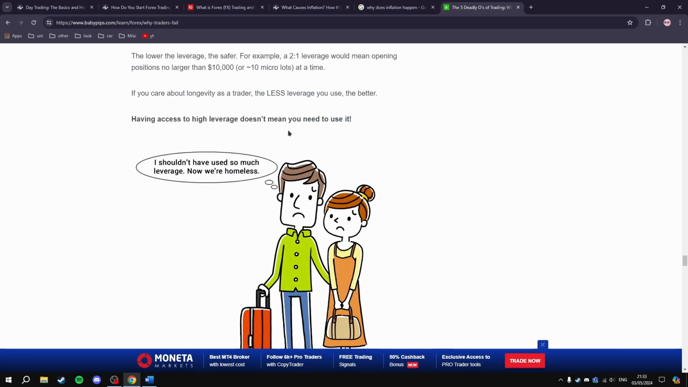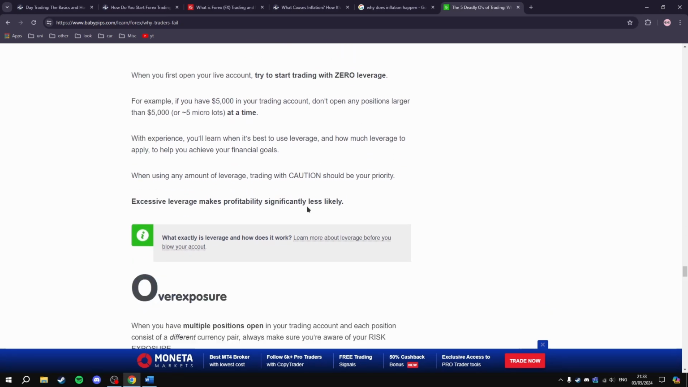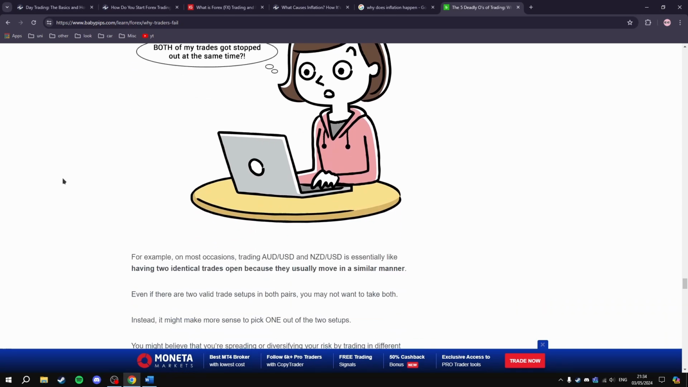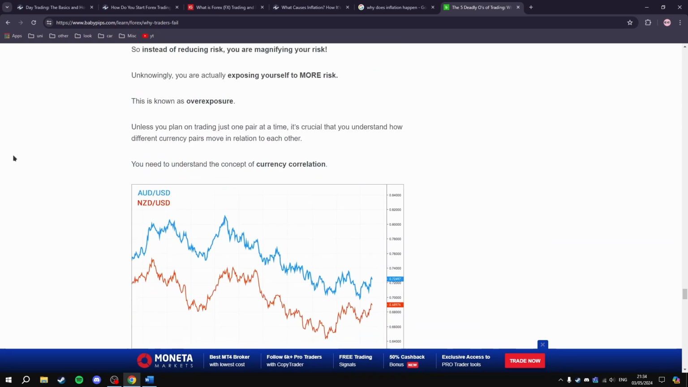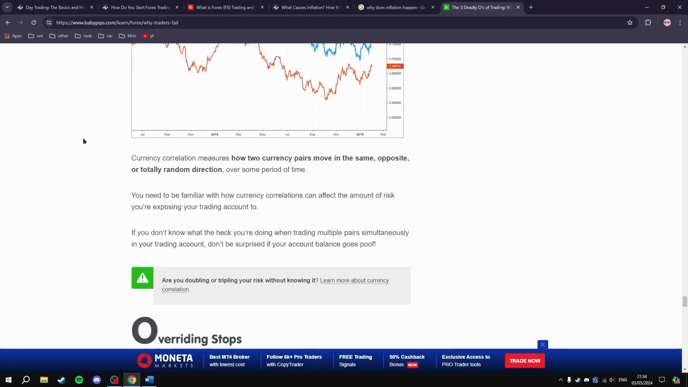Having access to high leverage doesn't mean you need to use it, and yeah, new traders try starting with zero leverage. And overexposure, this is the bit when we talked about having positions in different currency pairs and then thinking that you're diversifying your risk, but you really aren't, because some pairs are correlated with each other. So placing one trade in one currency pair and placing another trade in another currency pair when they're correlated is basically like doubling up on your risk. That's known as overexposure. You need to understand the concept of currency correlation.